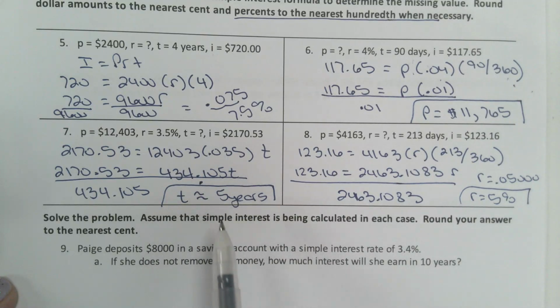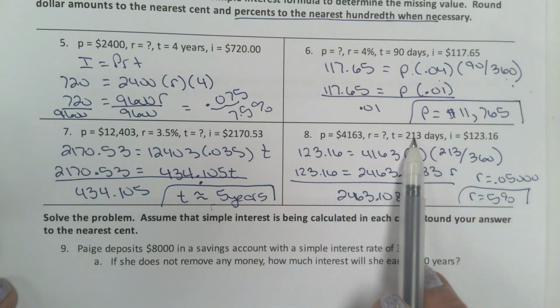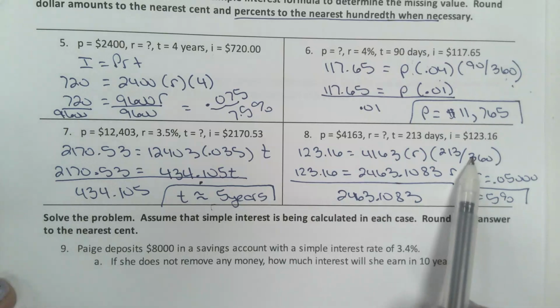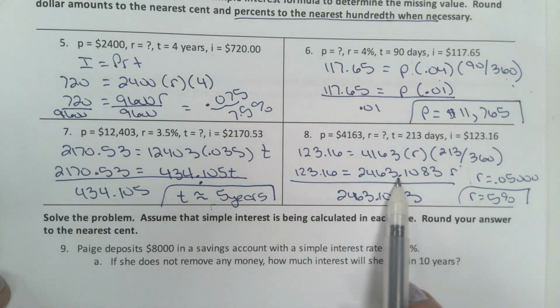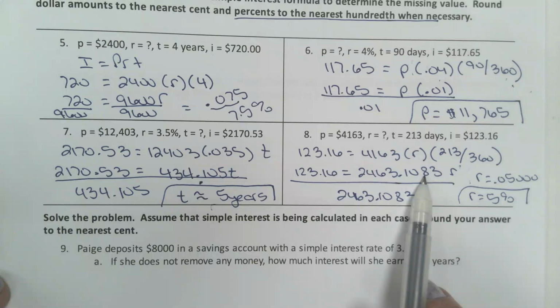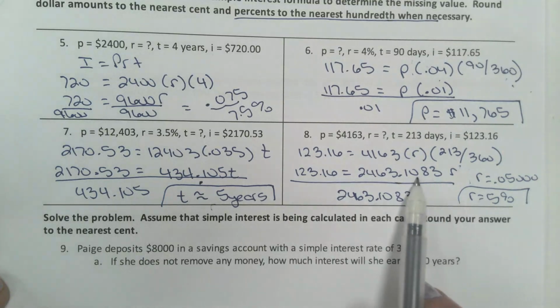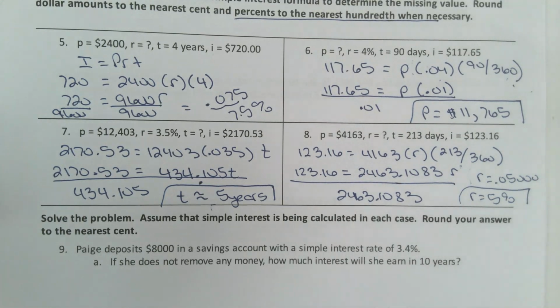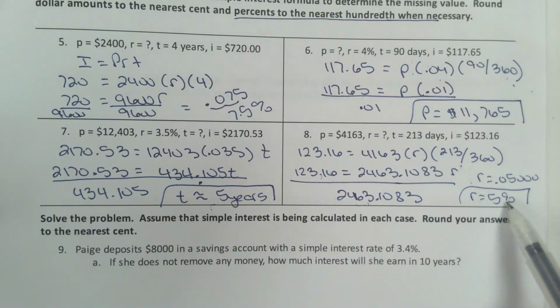On number 7, I thought was pretty straightforward. Number 8, that one was 213 days, so you had to make sure you put in 213 over 360. When I did that multiplication, I think that number was longer. So this is what I would call an intermediate step, and on the intermediate steps, let's use 4 decimal places. Then when I went top divided by bottom, that approximated, and I got about 5% as my interest rate on that one.